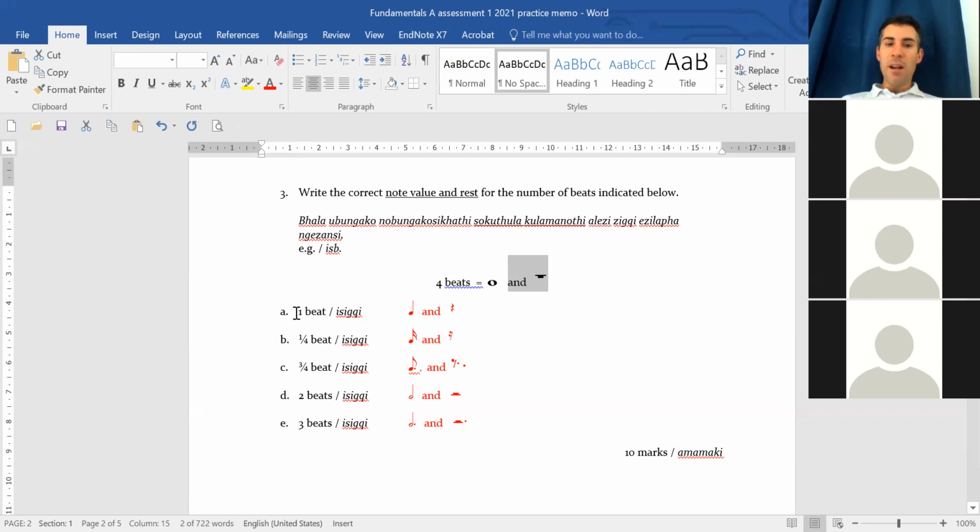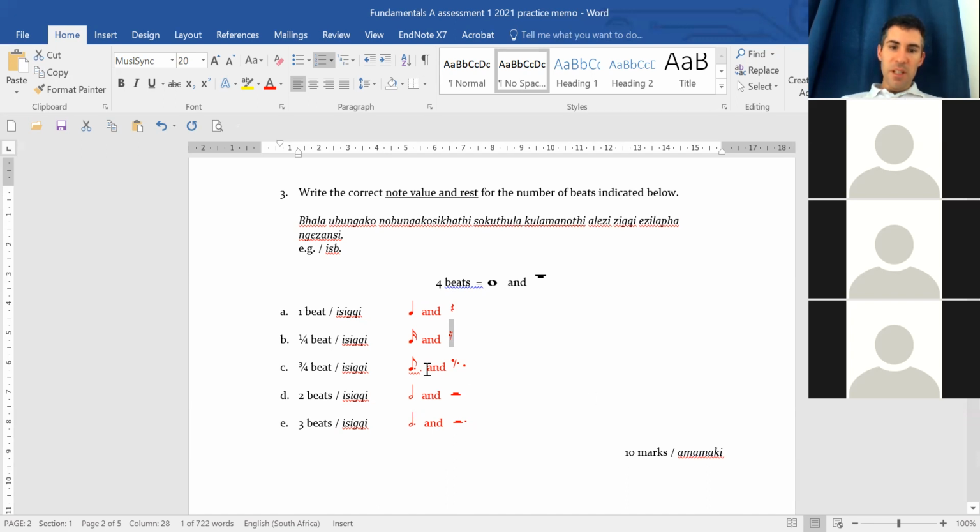Okay, so for 1 beat, we spoke about 1 beat notes above. A 1 beat note is a crotchet, so that's what it looks like there. And the rest for a crotchet looks like this. Simple. Then 1/4 of a beat is a semiquaver and its rest is a double 7.